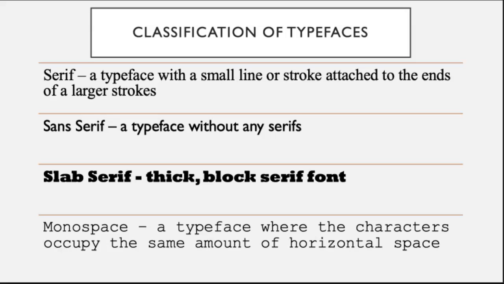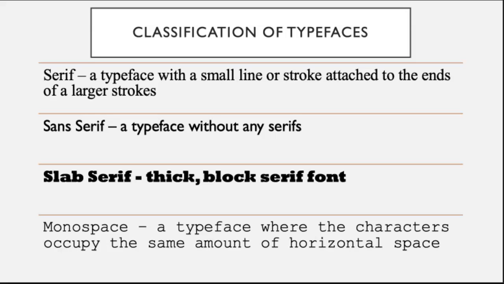Now, out of that, then you also have a slab serif, which is a thick block serif font. And these first 3 often work together. We call this the rule of 3 when it comes to design. Typically in a design you want 2 or 3 fonts and no more. And the third font would be this slab serif should you want it. It's great for accents.